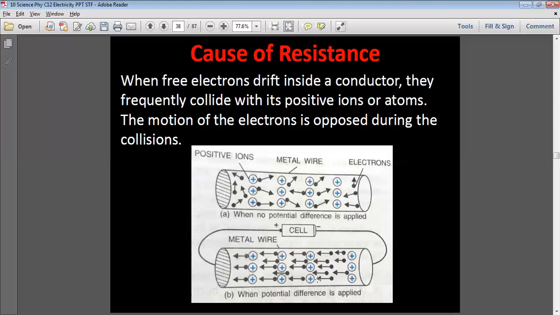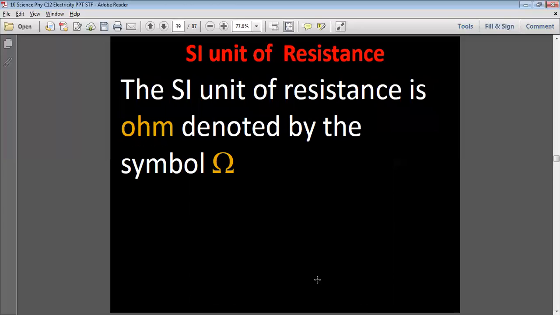Causes: when free electrons drift inside a conductor, they frequently collide with the positive ions or atoms. The motion of the electron is opposed during the collision. SI unit of the resistance. The SI unit of resistance is ohm. It is denoted by the symbol Ω.